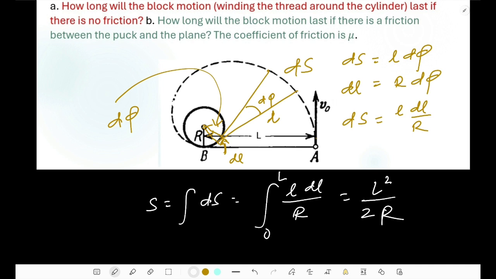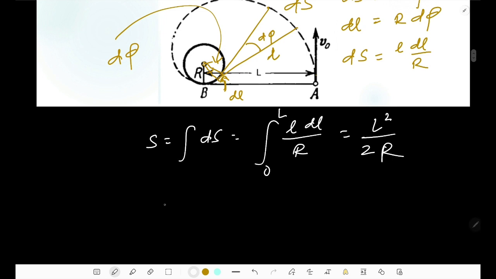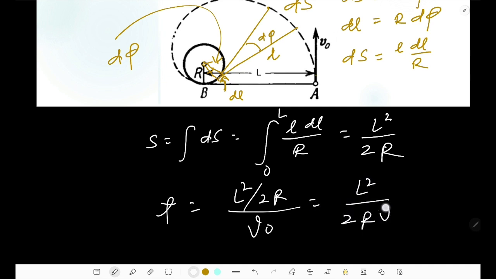Now the time we need to find out. Since there is no friction, the kinetic energy of this puck remains constant, and that means the speed remains constant. So the required time is simply the distance traveled by the puck divided by its speed, that is L squared by 2 r v0. That was the simplest calculation.